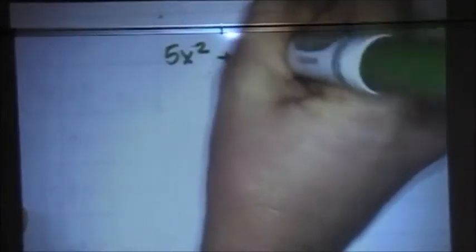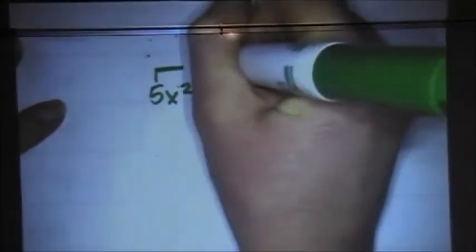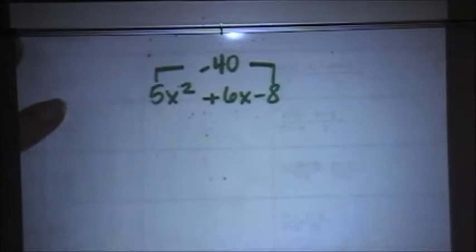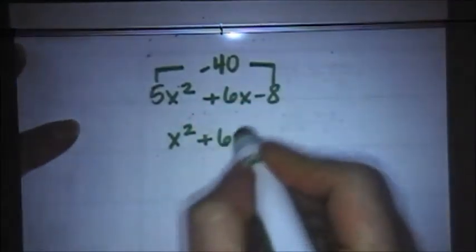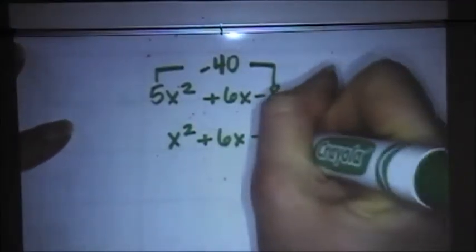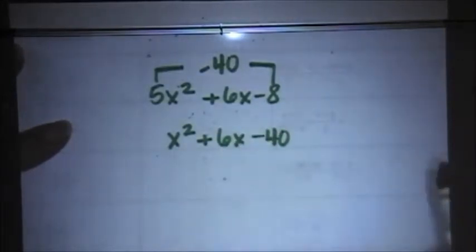Let's do 5x squared plus 6x minus 8. So I'm going to multiply the first and the last numbers, and this time it gives me a negative number because of this negative 8. I get negative 40. So I'm going to write a new trinomial with the same middle term and a minus 40. Now I'm looking for factors of negative 40 that would combine to give me 6.